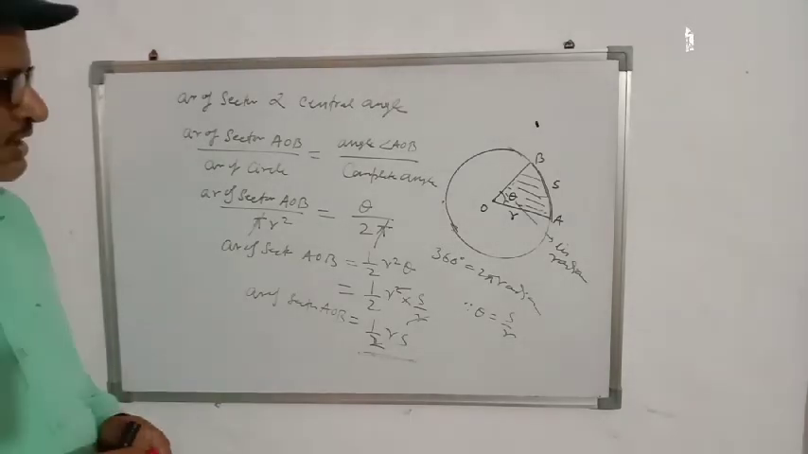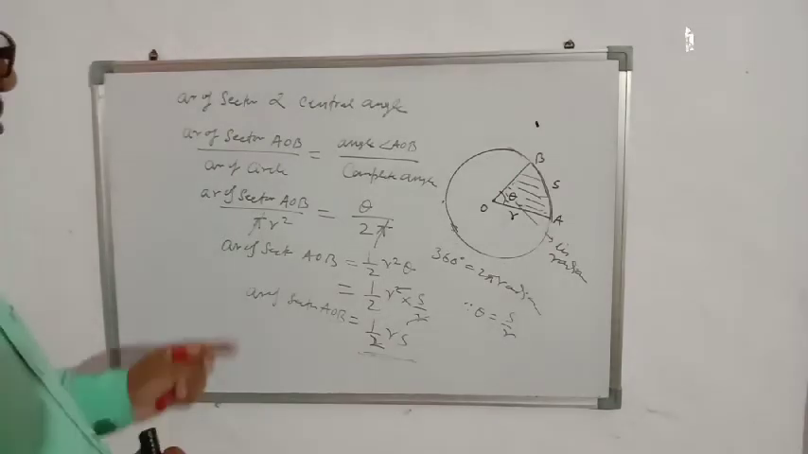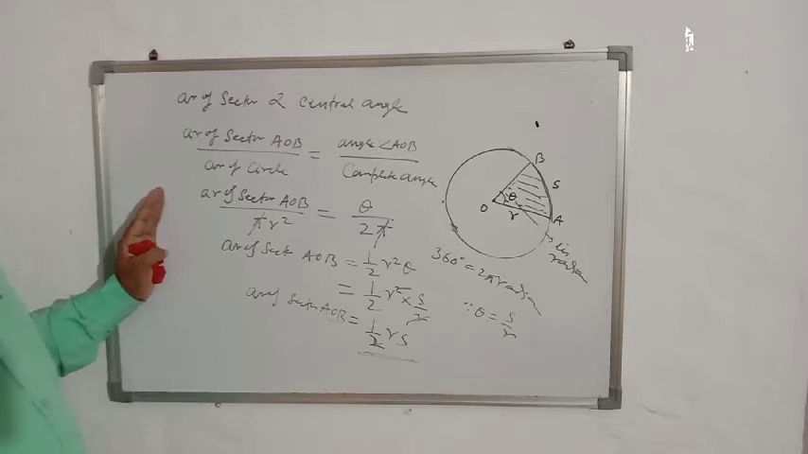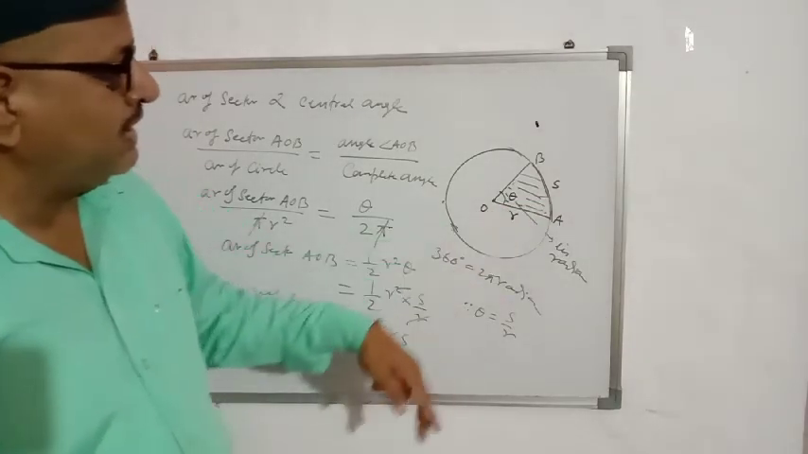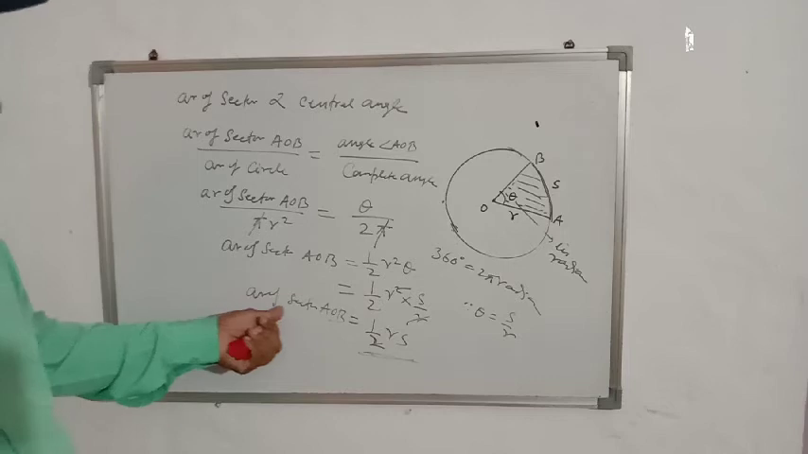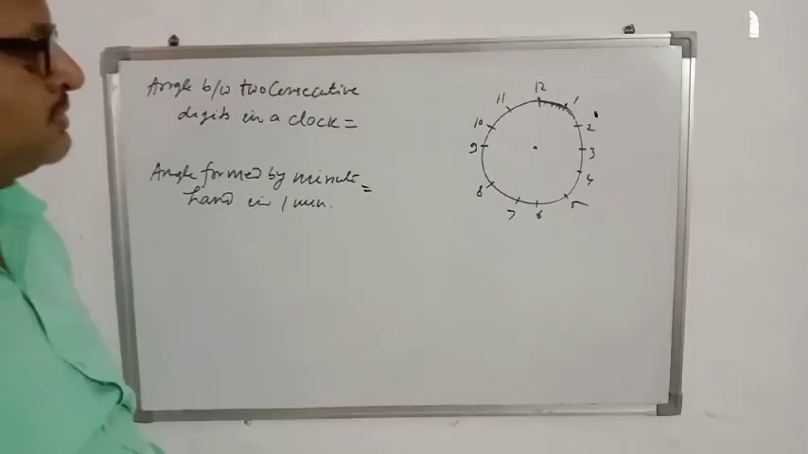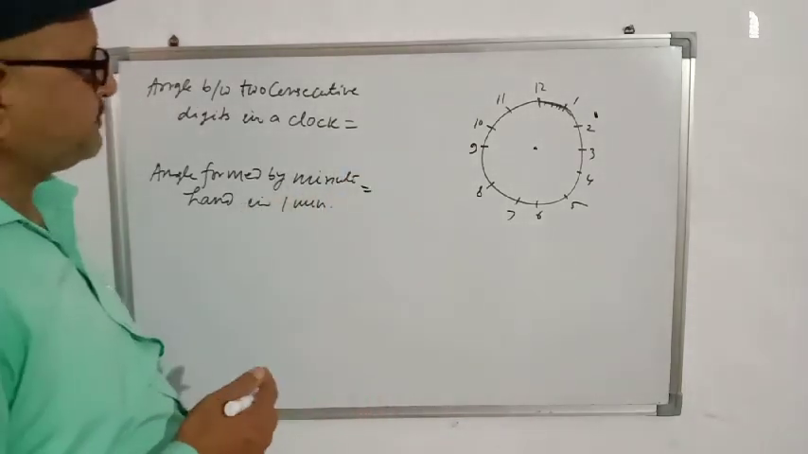I hope that these things are clear to you. So we have studied here what is angle, measurement of angle, relation between the degree measure and the radian measure, relation between r, theta and s, and how we can find the area of sector AOB. Now we get some problems based on the clock.